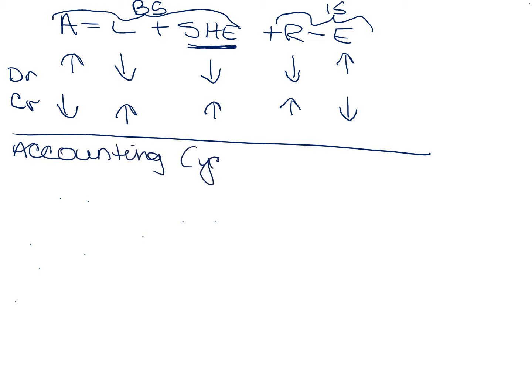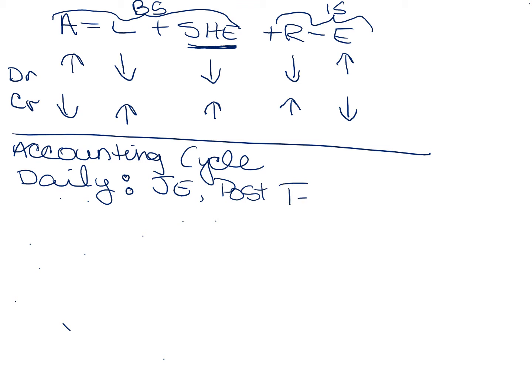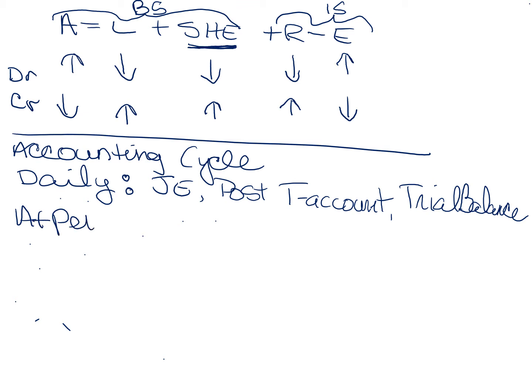And we know so far that on a daily basis, we make journal entries, or JEs. We post them to T accounts, which is the ledger, and we do a trial balance, which proves that we can post debits as debits and credits as credits. At period end, we have to do a little house cleaning, cleaning it up a bit.